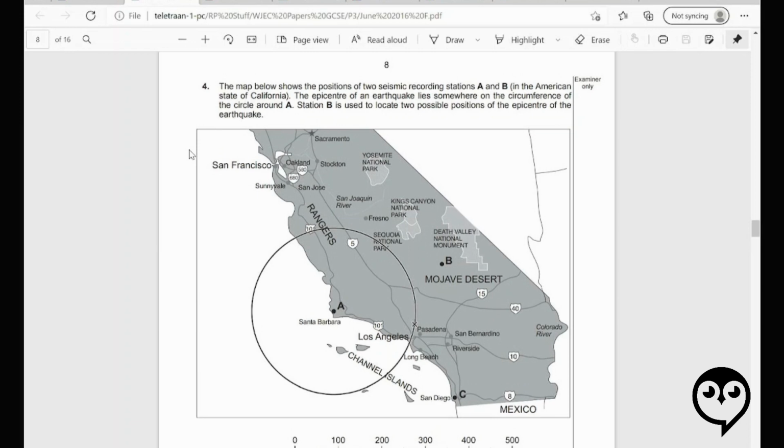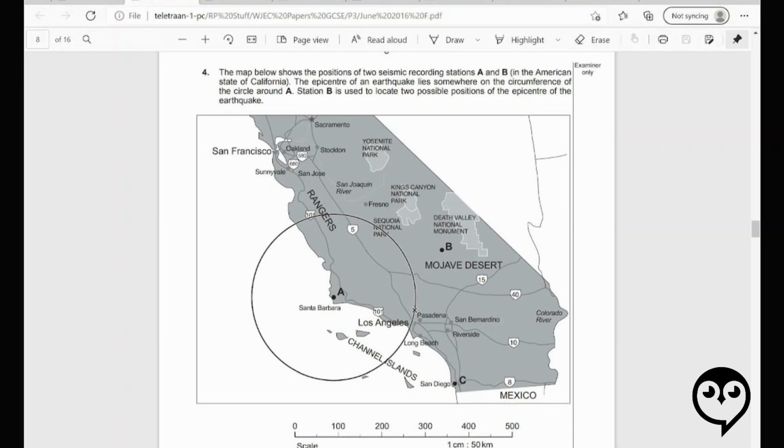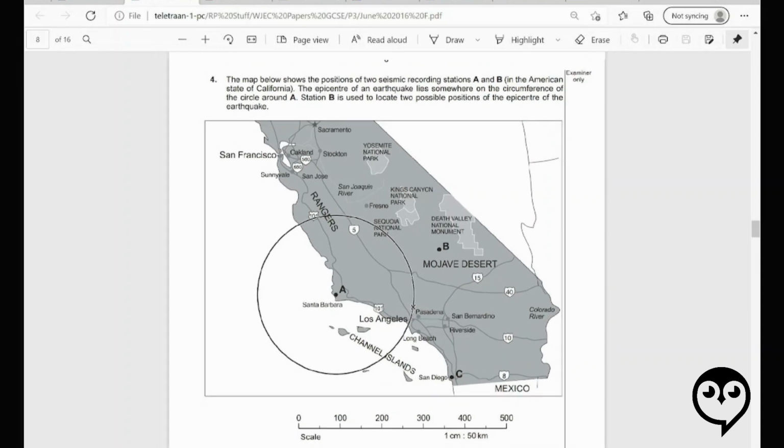Okay, and now I've got a foundation level paper 3 for the WJEC, and this is from June 2016 as well. And basically we've got this question here about a map of California. That's where the big one's going to hit, and part of it's going to fall into the ocean, they think. And there's an epicenter somewhere on the circumference of circle A. Okay, so there's a station in Santa Barbara, and there's a station at station B. And so this is how you would find this. This is a good question, epicenter stuff.